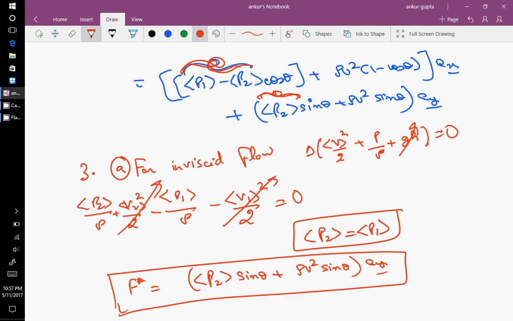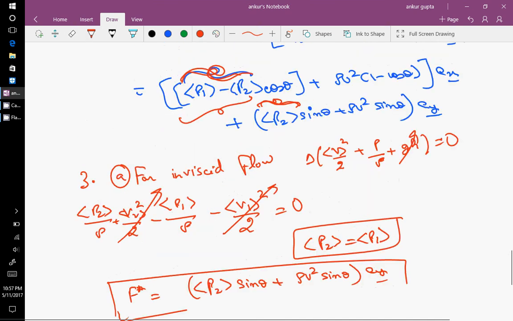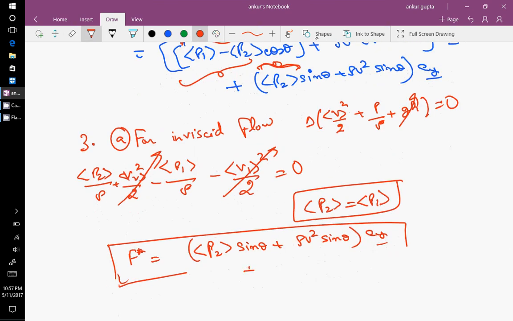Now this is extremely important. So first, this part goes away while calculating because P1 is equal to P2. This part goes away. Sorry, and there is also a term from Px. Just write that down. The first part goes away, but there is still some part due to pressure and some part due to the plus rho u square into 1 minus cos theta into Ex.